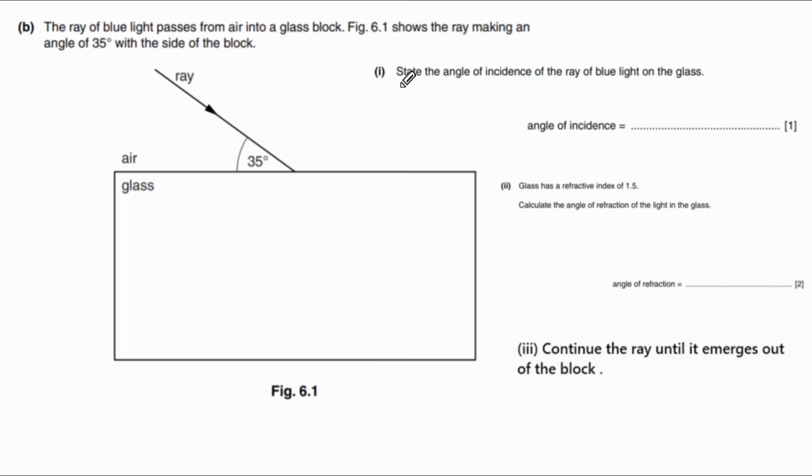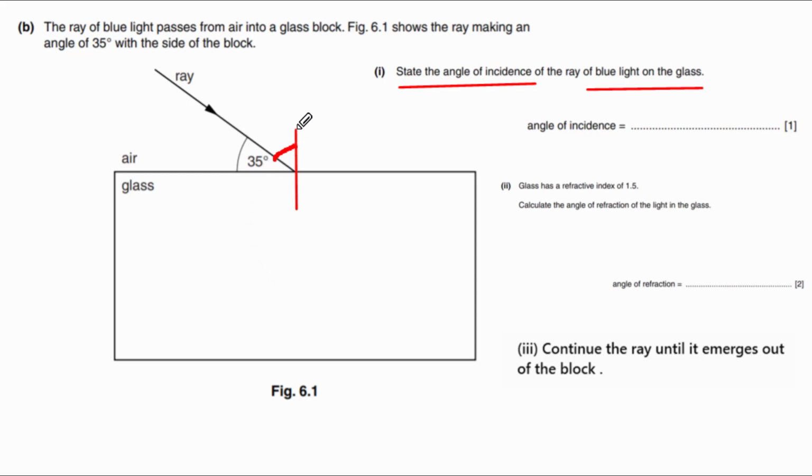For part 1, we need to state the angle of incidence of blue light on the glass. If you look at this figure, the angle from horizontal is already given to us. In order to find the angle of incidence, we need to draw the normal. So this is our normal line. We can find the angle of incidence, which is the angle between this ray and the normal. So this is the angle of incidence.